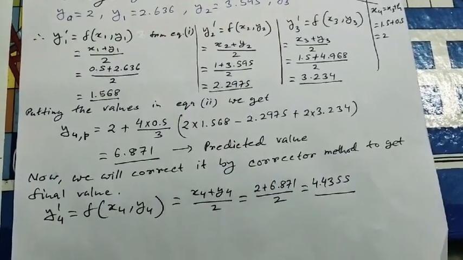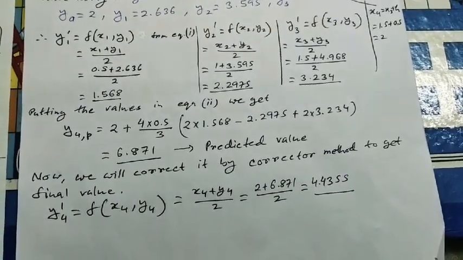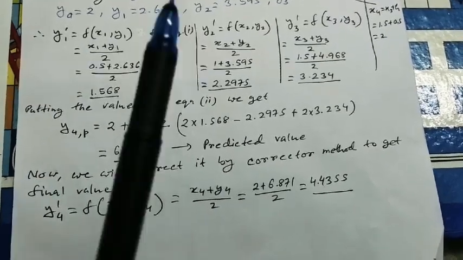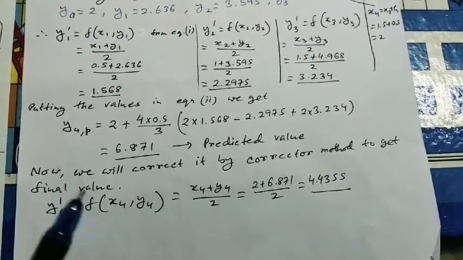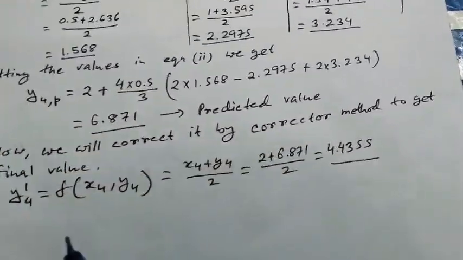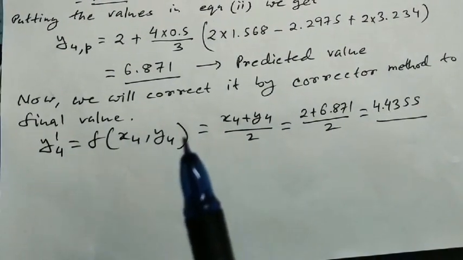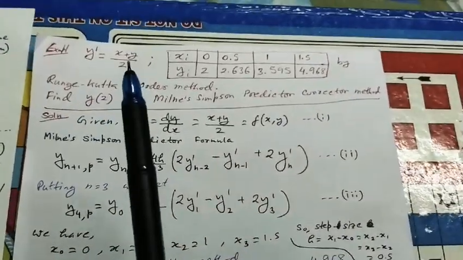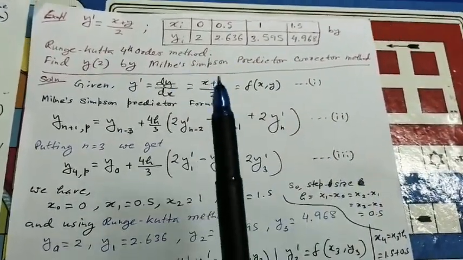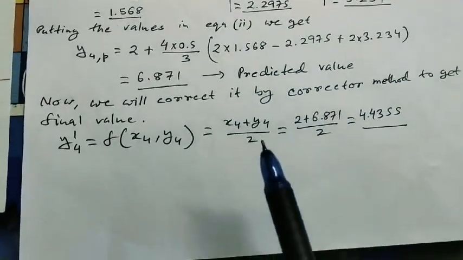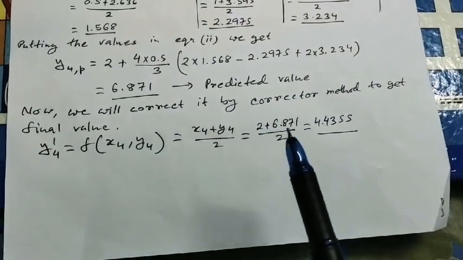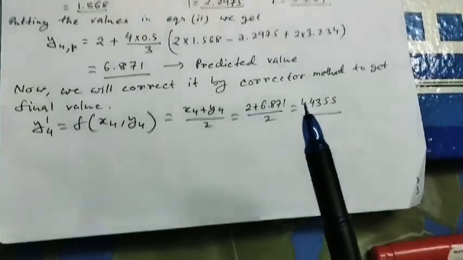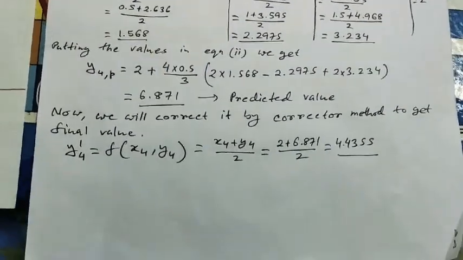Now we'll correct it by the corrector method to get the final value, and for that we have to first find out y4 dash. So y4 dash equals f of x4, y4. So it is again (x4 plus y4) by 2 by this formula which is given. So (x4 plus y4) by 2 equals (2 plus 6.871) by 2 equals 4.4355.